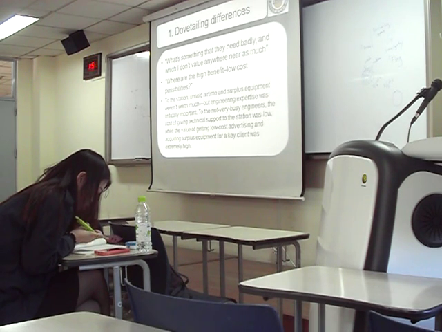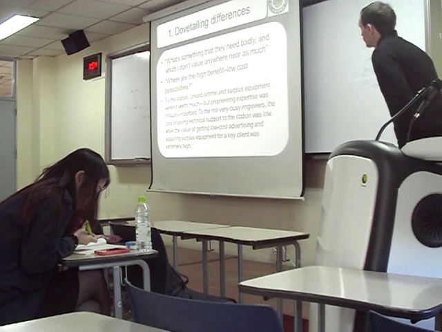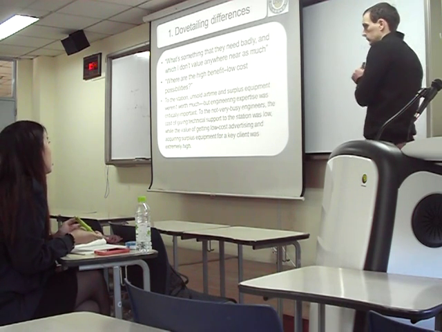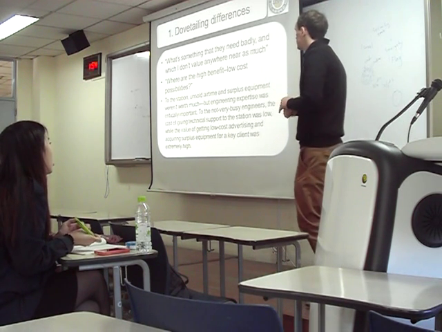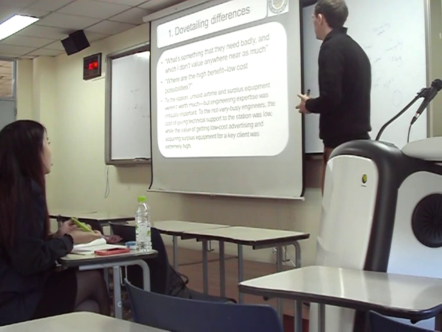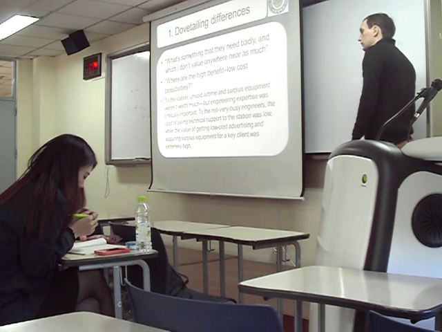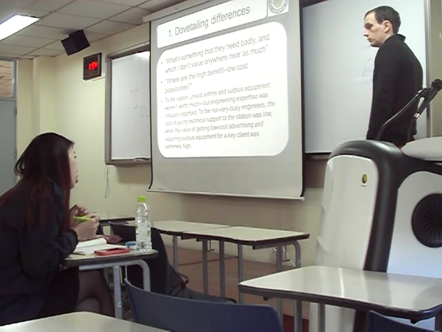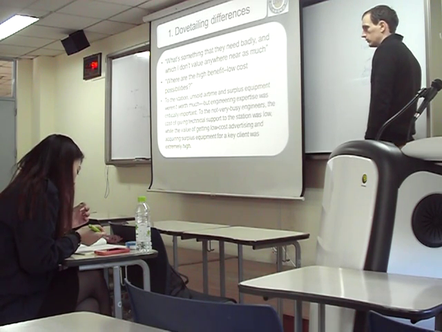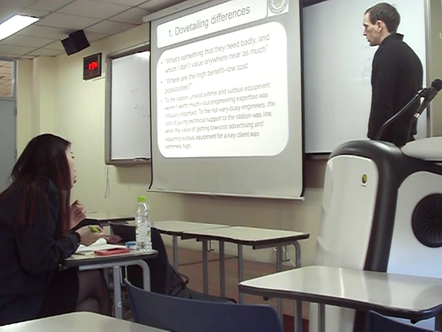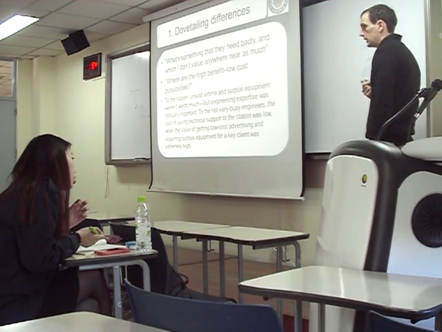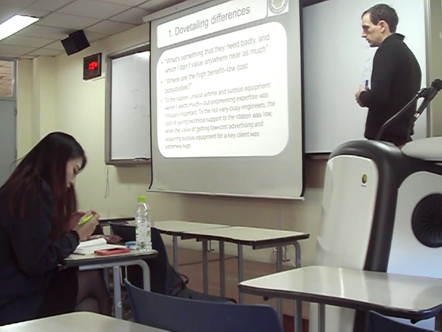So with dovetailing differences, we make the differences fit together, right? What's something that they want badly, and I don't think it's valuable? They want the peel. Do I think the peel is valuable? I'm hungry. No, right? They want the orange part, they're hungry, but I want the peel to make the sauce. Did you know you can use the peel of the orange to make a sauce?